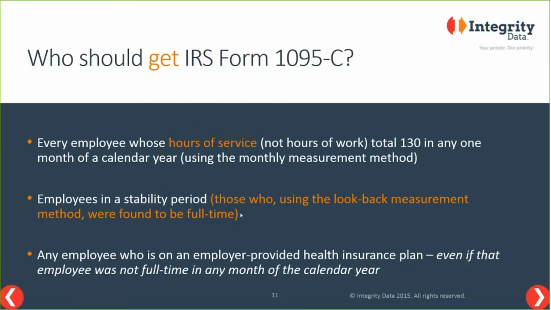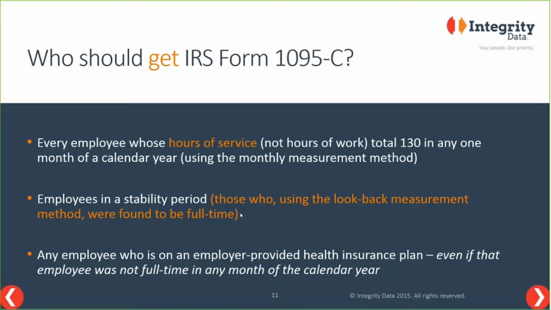The ones that can cause the headaches are the part-time or variable hour employees, and there's two ways to measure them. You can use the monthly measurement method or the look-back measurement method. The monthly measurement method is such that you would look at the employee each month and determine whether or not that employee worked more than 130 hours in that specific month. If they did, then you would need to offer that employee coverage. Now, you don't have to offer coverage for very long, because in the next couple of months, that employee could go back down below 130 hours and you could take the offer of coverage away. There are certain time restrictions around that, but you could very easily get into a back and forth situation if you have any number of part-time employees.